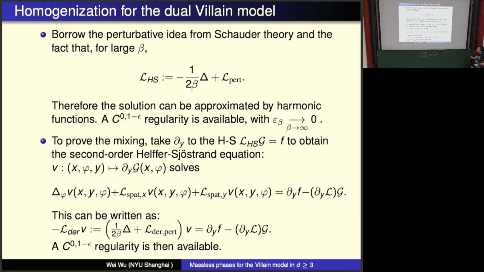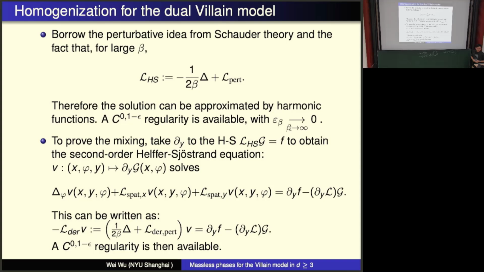So we can borrow an idea from PDE. There is something called the Schauder theory, which tells you that at beta large, the solution can be quite well approximated by harmonic functions. And there will be the so-called C^{0,1-epsilon} regularity, which tells you the Green's function decays as if you were looking at the Green's function for the standard Laplacian, except for a difference of the power epsilon. And this epsilon can get better and better if you send beta to infinity.